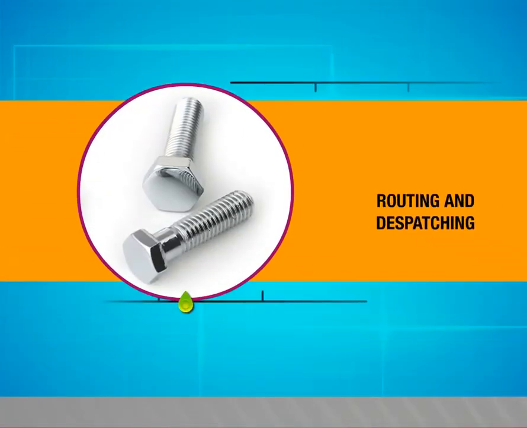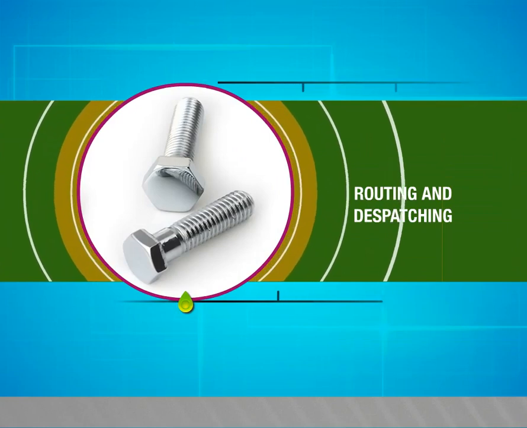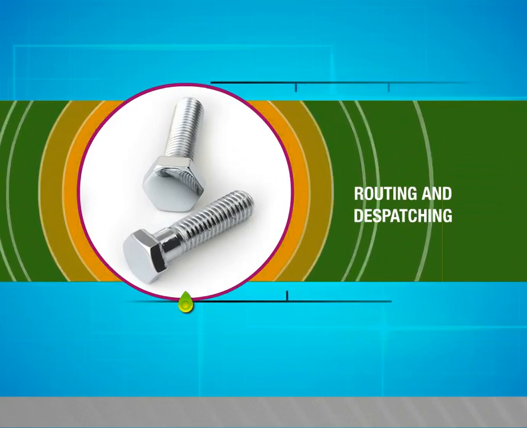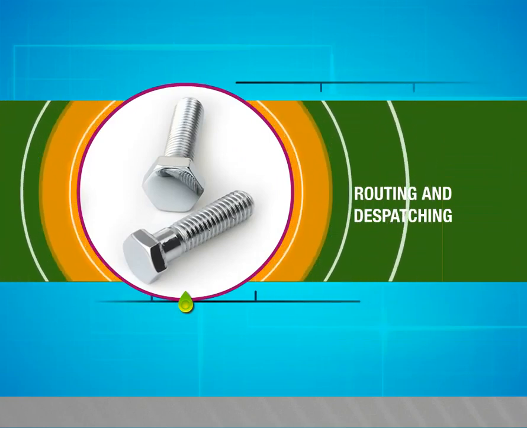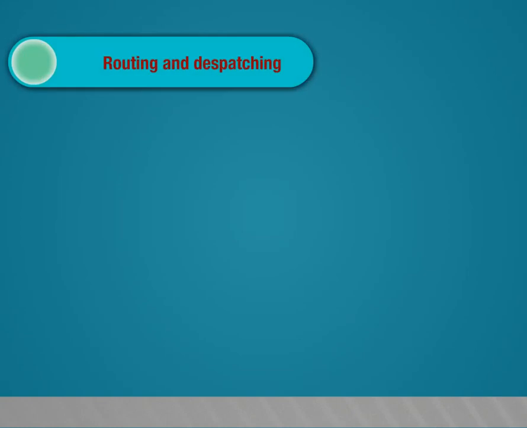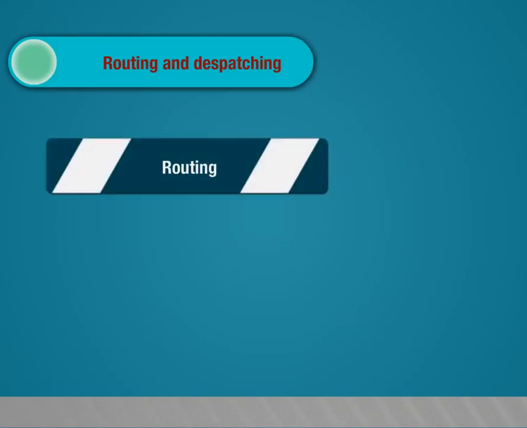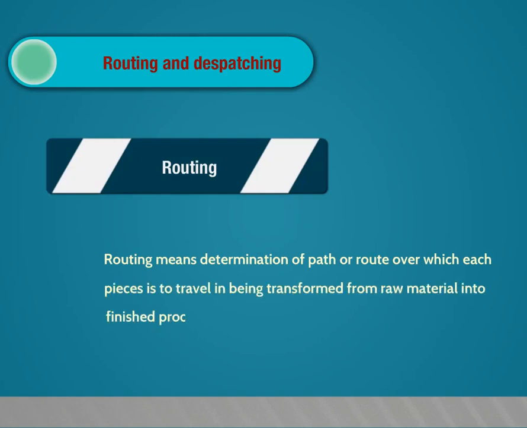Routing and dispatching. In this video, we are going to see about routing and dispatching. Routing: routing means determination of path or route over which each piece is to travel in being transformed from raw material into finished product.